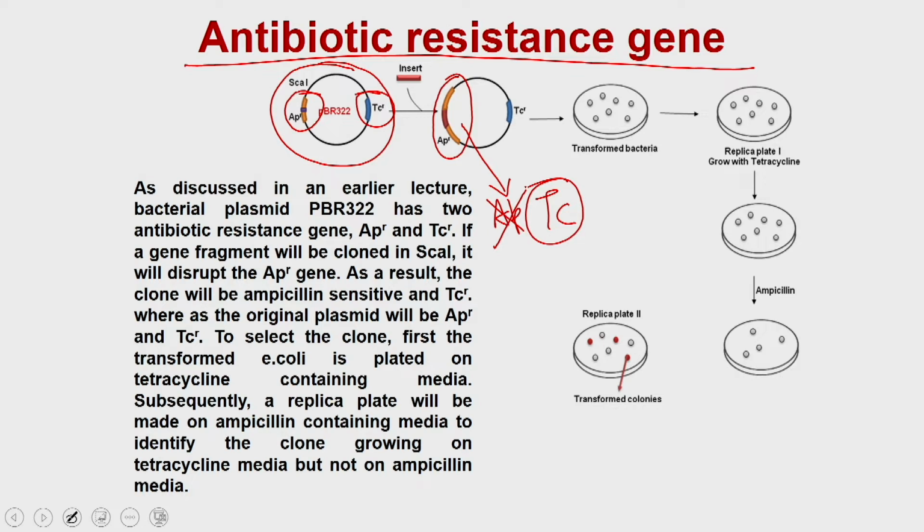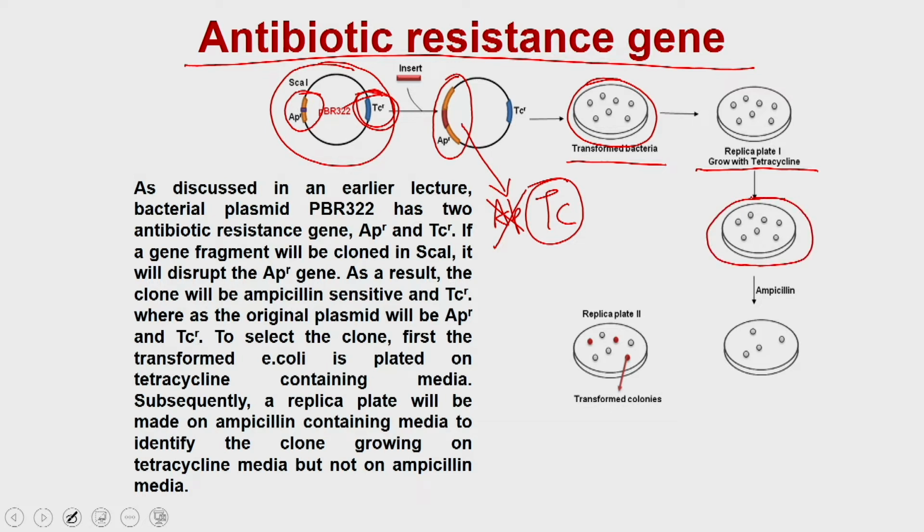So, once you transform this into bacteria, you are going to get the colonies. Now, what you have to do is make a replica of these colonies and grow them onto the tetracycline. All the bacteria will grow whether your insert is present or not, because the tetracycline gene is intact in both the conditions, whether the vector has the insert or whether the vector does not have the insert. So, these are the colonies which are actually tetracycline resistant.